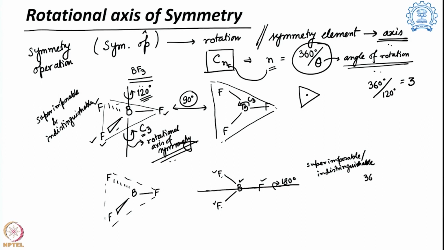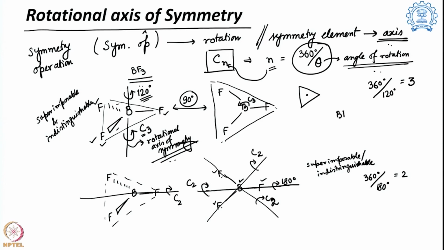And what is the axis of rotation? The n is 360 divided by 180 degrees, so 2. So I have a C2 over here. This is in this particular molecule over here. So how many C2s of such kind will exist? And the answer is actually 3, because it can be present along any of the BF bonds. So that is why I have 3 different C2s. So for this BF3 molecule, I now have 1 C3 and 3 C2s.